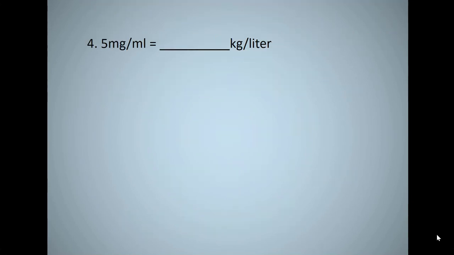Okay, so we're on the back side of that green sheet. We're going to do number 4 here together. This is using the factor label method to convert with problems that have more than 1 unit. So this one has 2 units. I have 5 milligrams per milliliter. And the secret to this is how you set it up. So you want to set it up correctly.